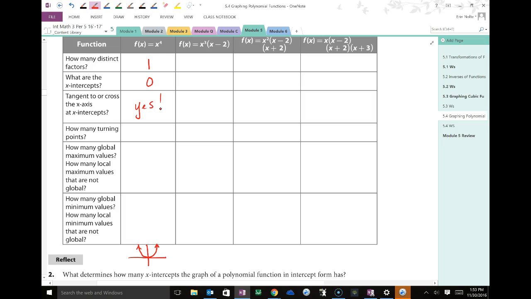Do I have a turning point? Yes, one turning point. You only have a min. And I only have a min, so there's no global max, but there is a global min. Why is it global, not local? Global is through the entire graph, and local is in just one area. Global means it is the lowest place of the entire graph. Local means it goes up and then comes back down, but there's another spot that exists lower than it.